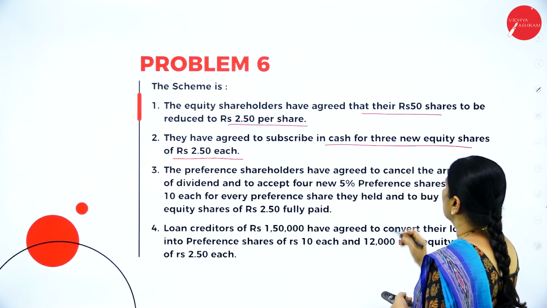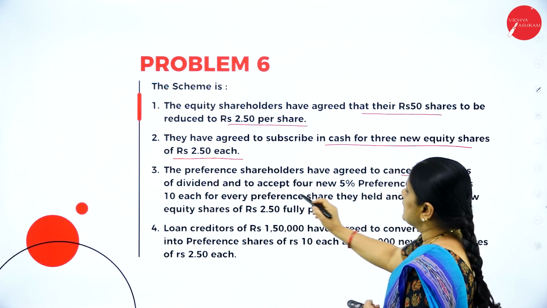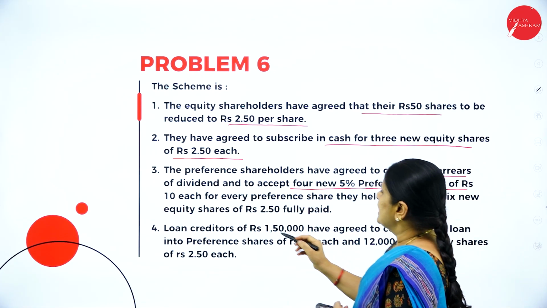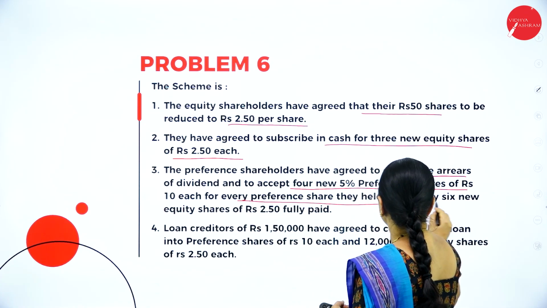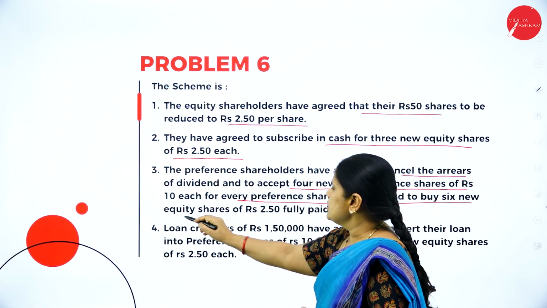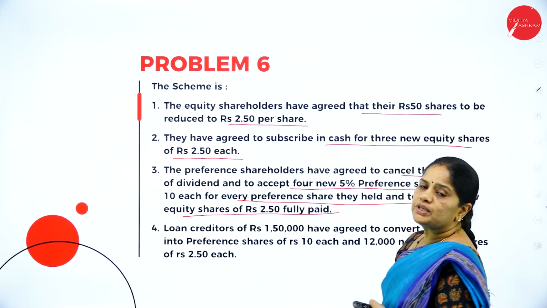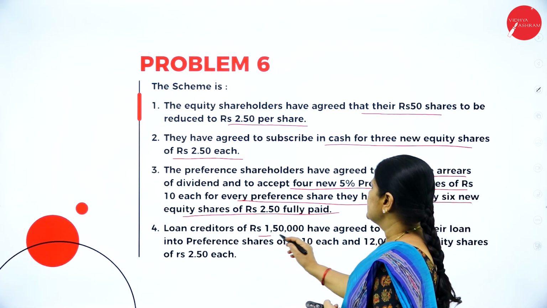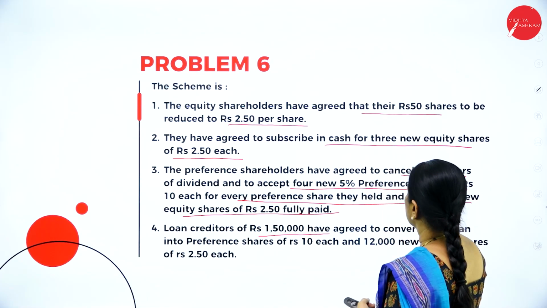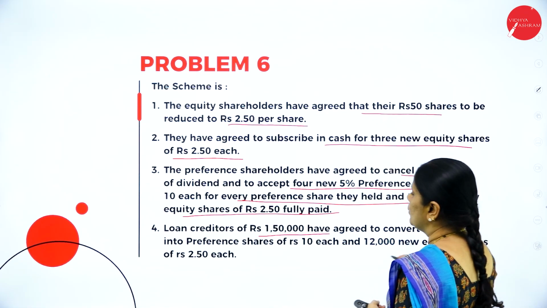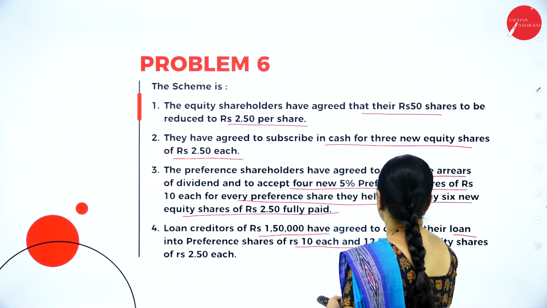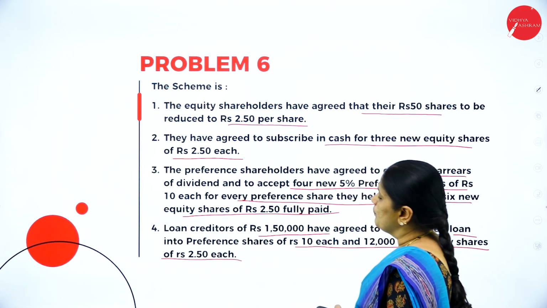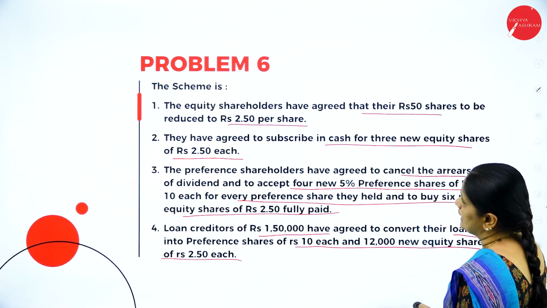The preference shareholders have agreed to cancel the arrears of dividend and accept 4 new preference shares of rupees 10 each for every preference share they held, and buy 6 new equity shares of rupees 2.50 each fully paid. Then the loan creditors of rupees 1,50,000 have agreed to convert the loan into preference shares of rupees 10 each and 12,000 new equity shares of rupees 2.50 each.